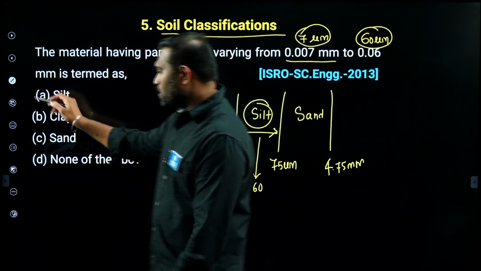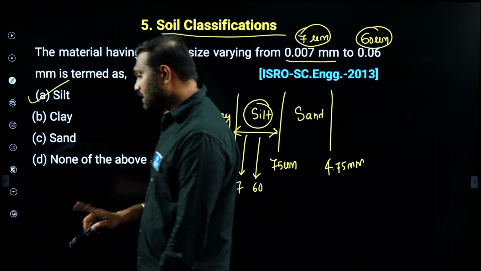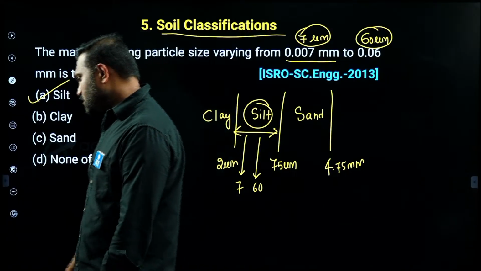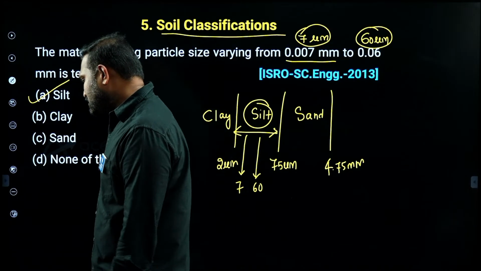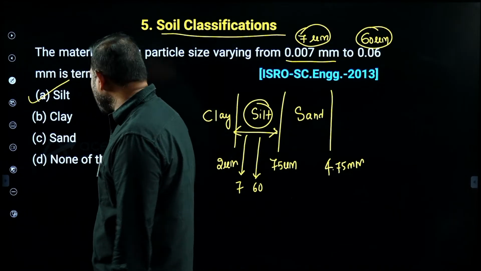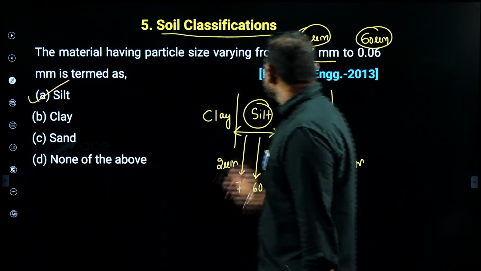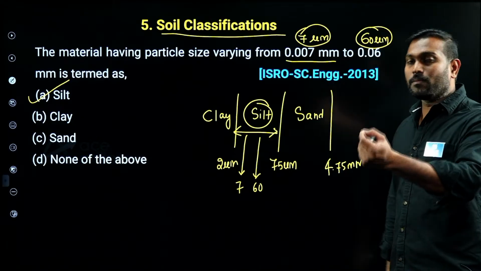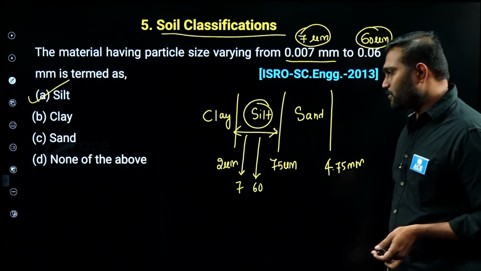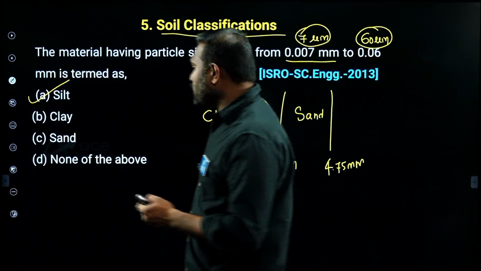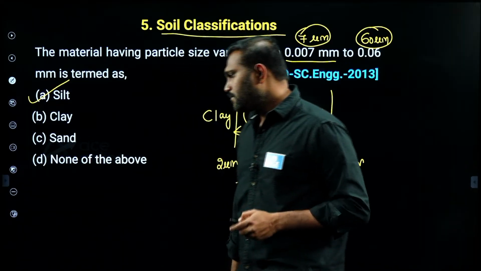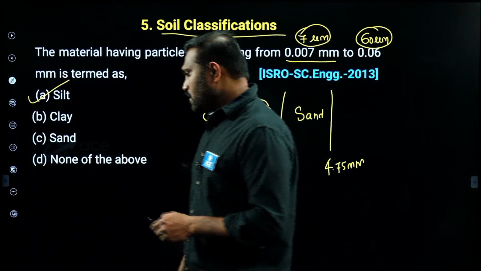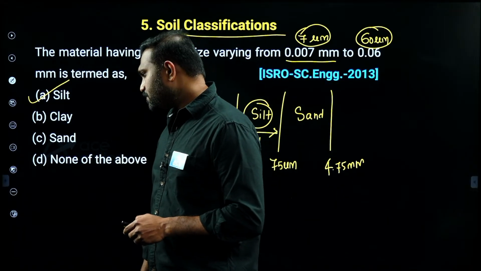Silt. So what is the correct answer? Silt. It's not clay, Mr. Satish Gaud, it's not clay. Mr. Arvind, it's not sand. You have to check. It's 7 microns to 60 microns. Silt is a soil that ranges from 2 microns to 75 microns. Got it? Yeah, so the correct answer is option A. I think the majority of the people have lost. Yeah, Mr. Arvind, now you got it.